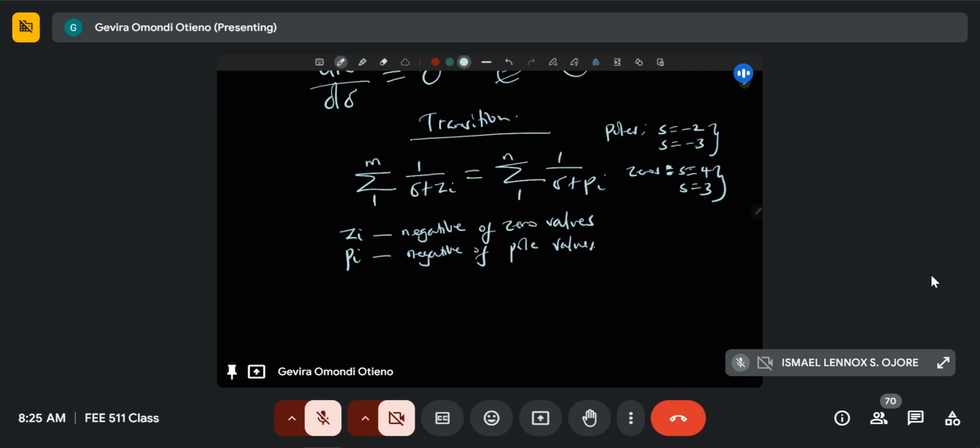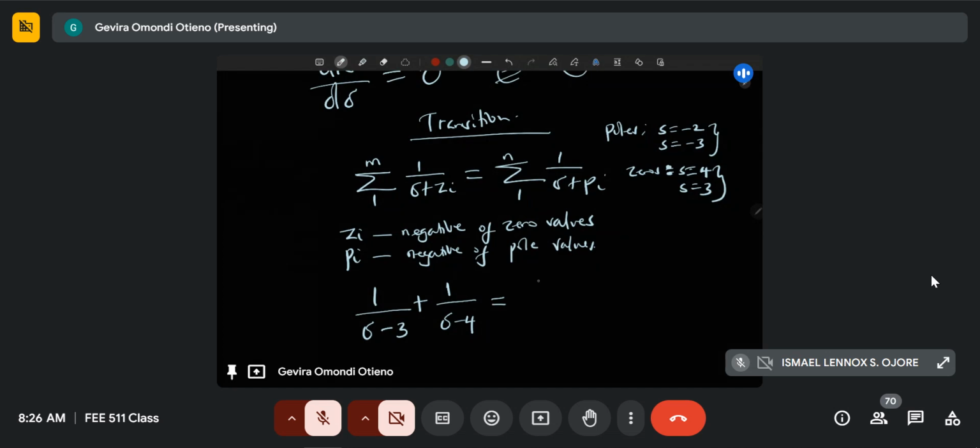So let's start with the zeros. Let's say 1 is at 4, 1 is at 3. So we have to sum the negatives. So you're going to have 1 over sigma. Let's start with the first one, which is 3. So the negative of 3 is minus 3, so you put that minus 3. Then you add the other zero, which is at 4, so we consider the negative, which is minus 4. So we'll be having 1 over sigma minus 4.